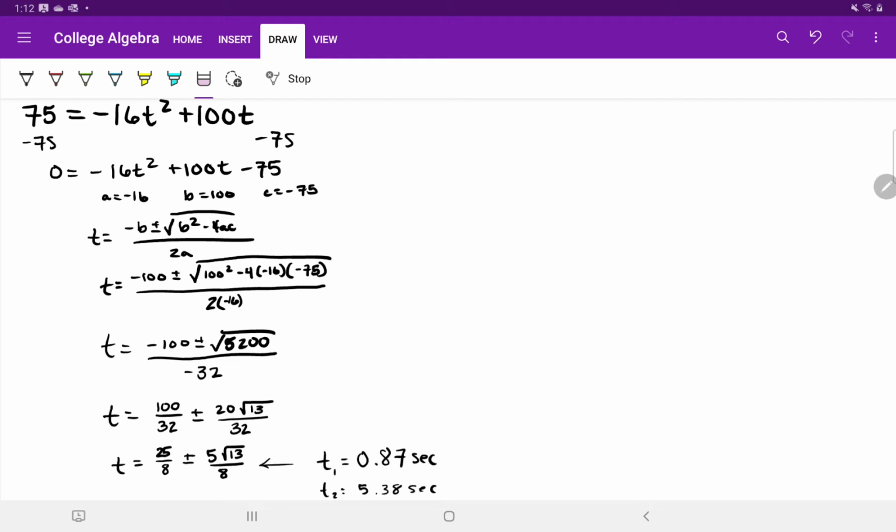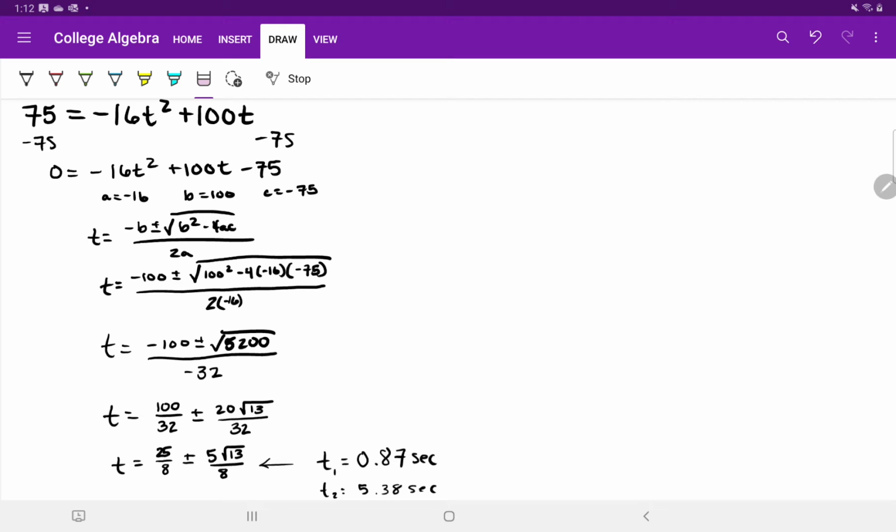Okay, when I plug both of those in, I end up with 0.87 seconds and 5.38 seconds. The instructions were really clear that they wanted you to put the smaller number first, so we'd put 0.87 as our T1 and 5.38 as our T2. Now, visually, I want to explain what's happening here.